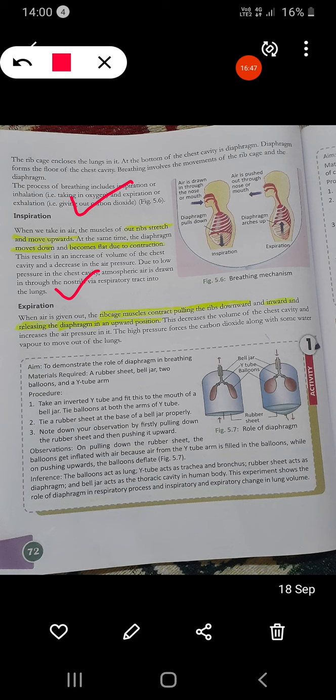So children, you must remember, when we breathe in, the size of the chest cavity will increase, the rib cage will move upward and outside, and the diaphragm will move downward. And children, the reverse process happens during expiration.